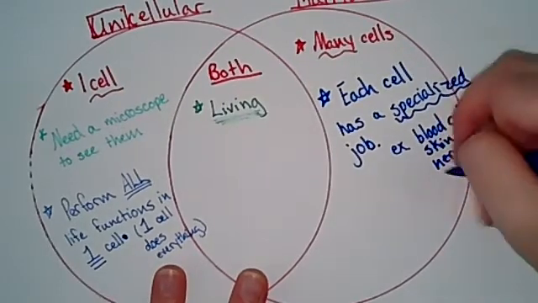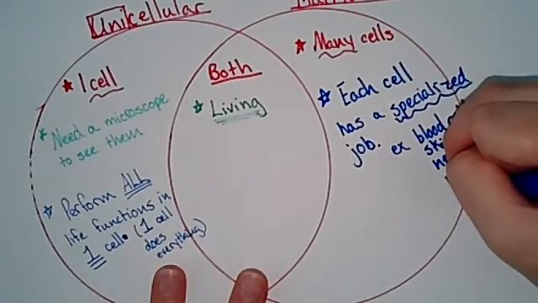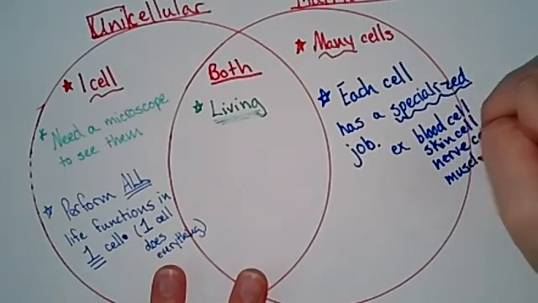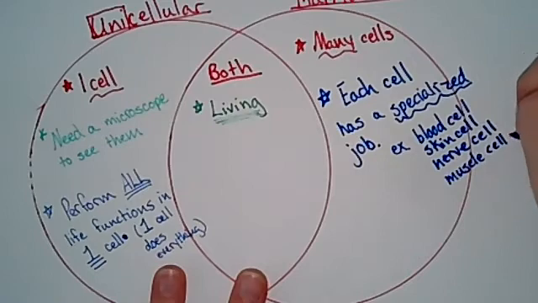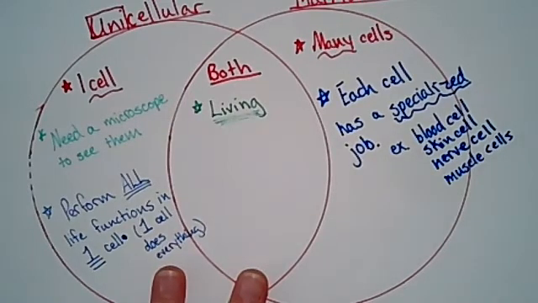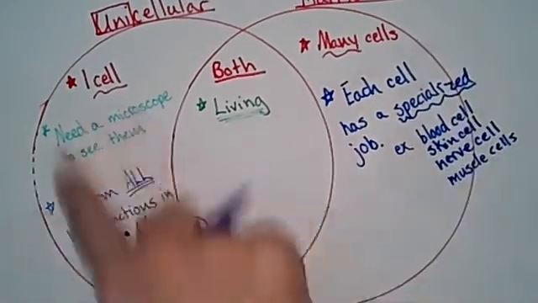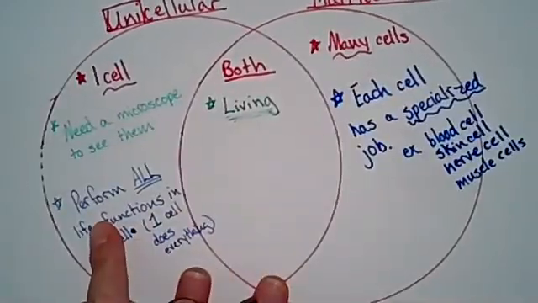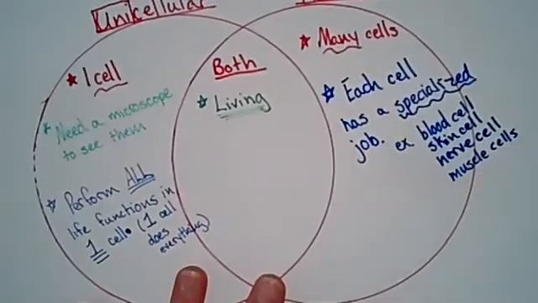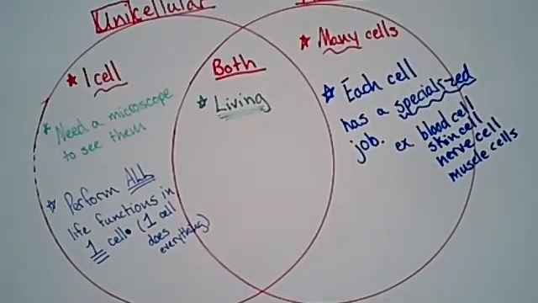Blood, skin, nerve. You could have muscle cells. And there's billions of them inside of you, and they all do a particular job. They don't do it all like a one-celled organism does. They have specialties, like a specialty doctor.